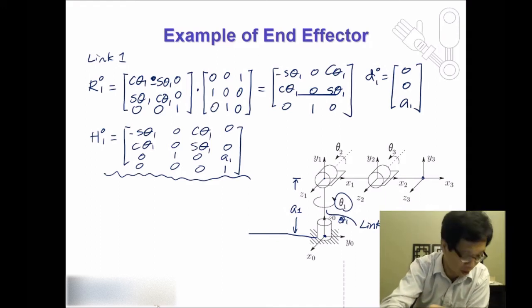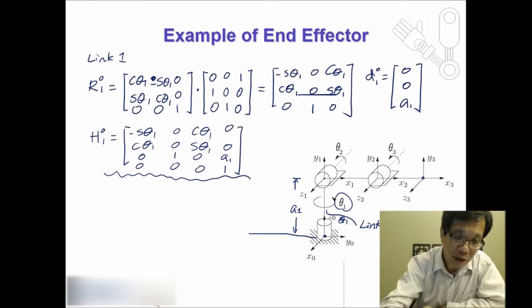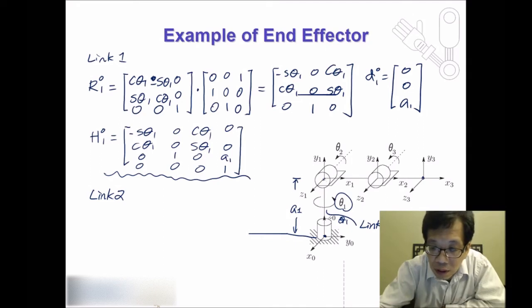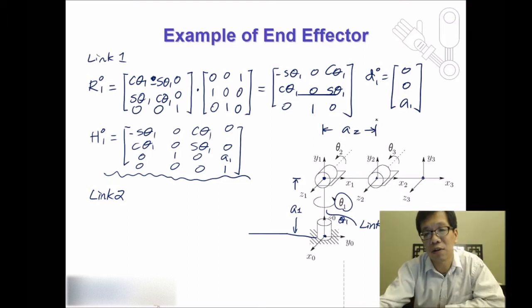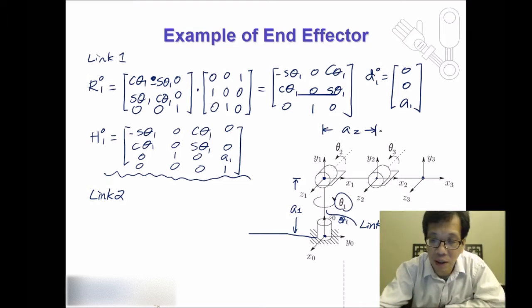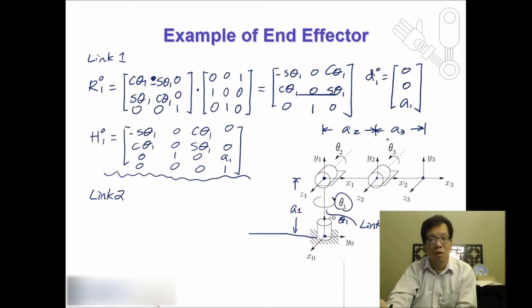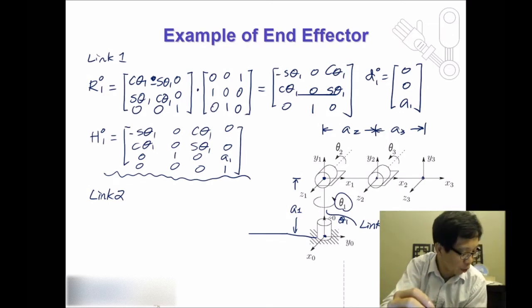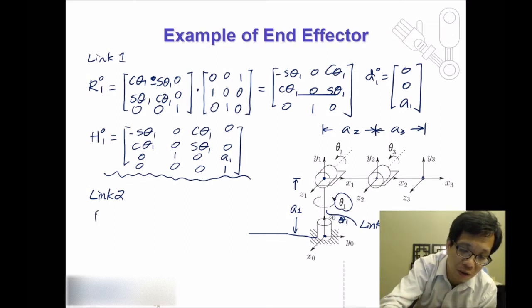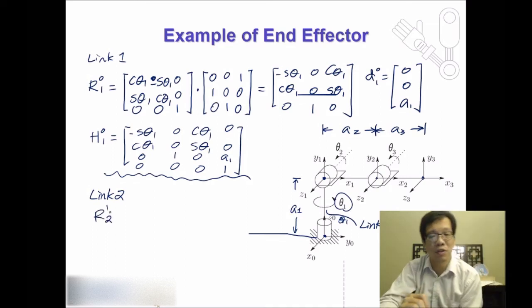So let's deal with link 2. So link 2 is actually over here. If my distance or my length of the arm is this one, and the length between those 2 points is A3. So we have something like this. Again, we will need to consider 2 things. Rotation.